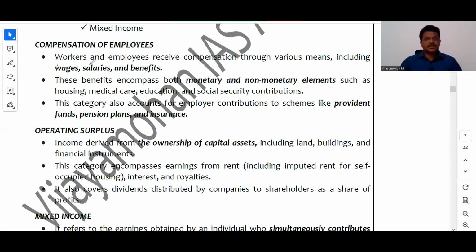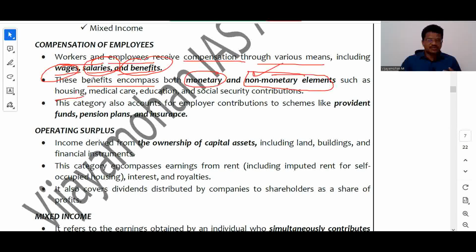Compensation of employees. Workers and employees receive compensation through various means, including wages, salaries, and benefits. These benefits encompass both monetary and non-monetary elements, such as housing. What non-monetary elements might there be? Housing, medical care, education allowance, social security contributions. All these are compensation of employees in kind, right? This category also accounts for employer contributions to schemes like provident funds, pension plans, and insurance.